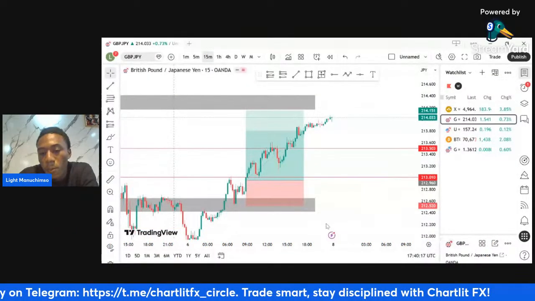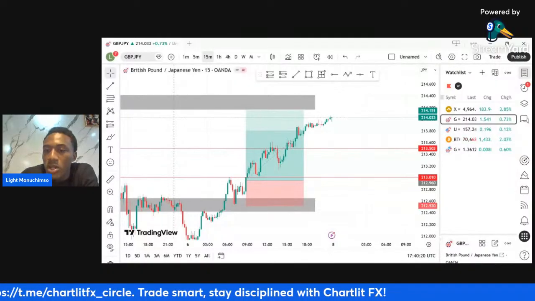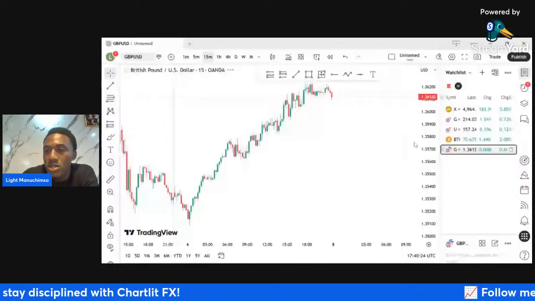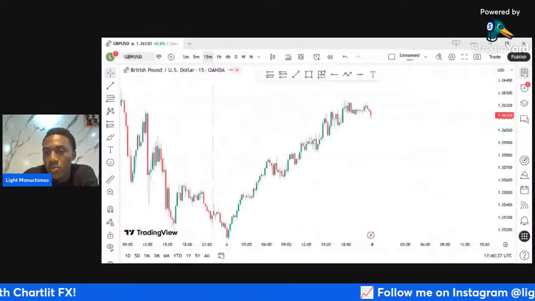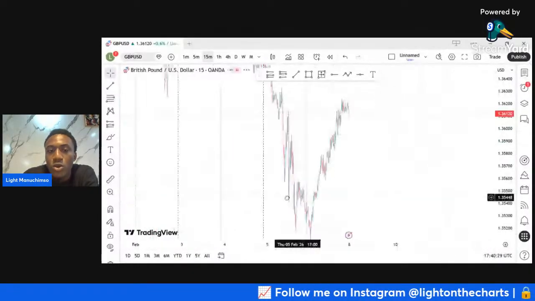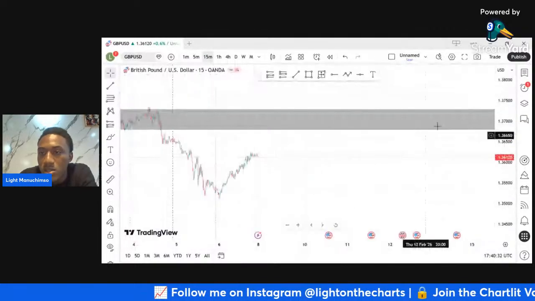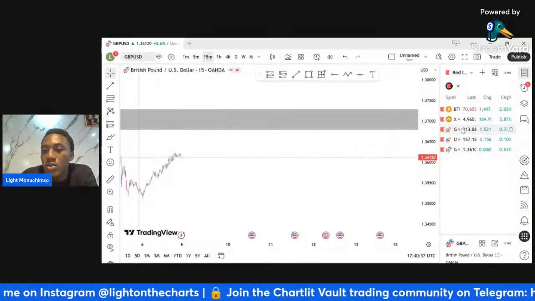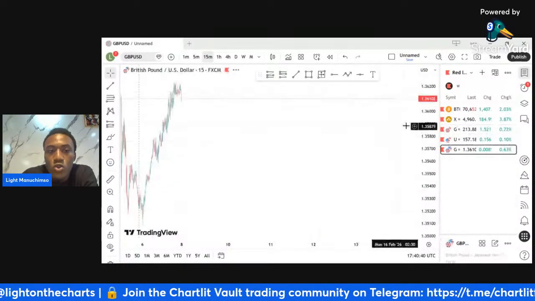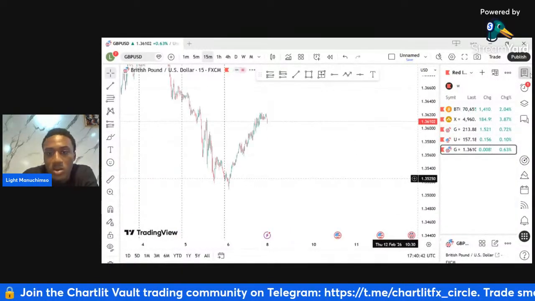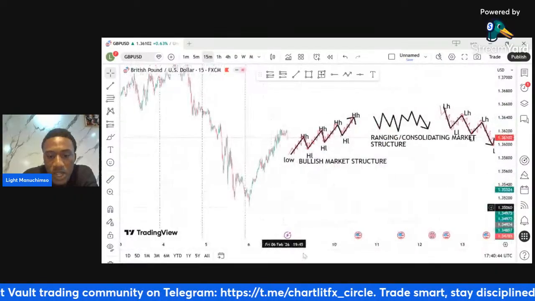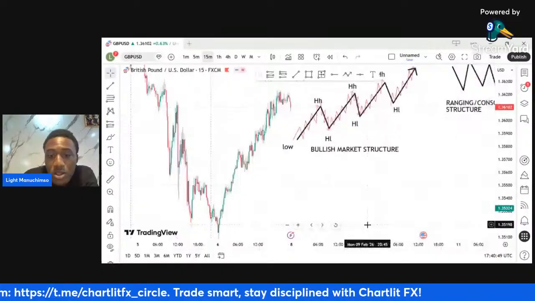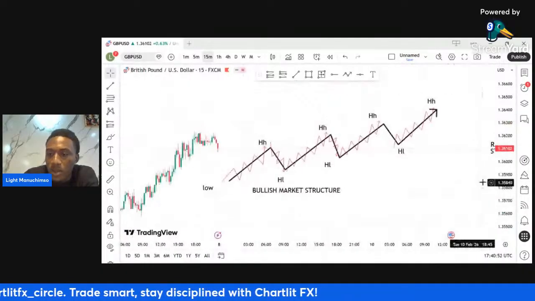Now, what I was talking about when I mentioned the components of market structure: I talked about higher highs, higher lows, lower lows, and lower highs. Where is the diagram I drew? Okay, you can see it right here. Don't worry, this is just a rough drawing so that you guys get to understand before I take you to the charts proper.